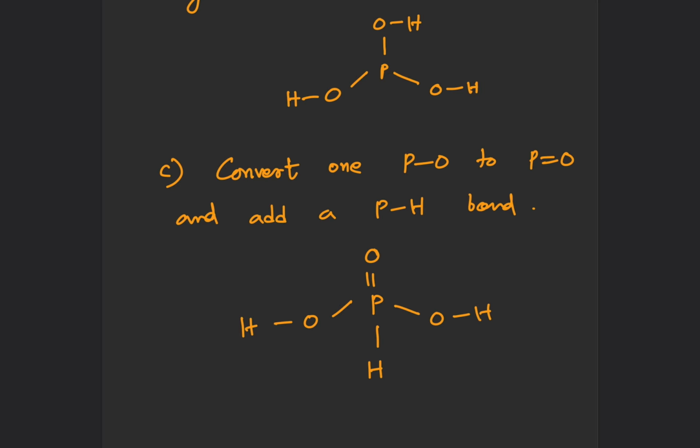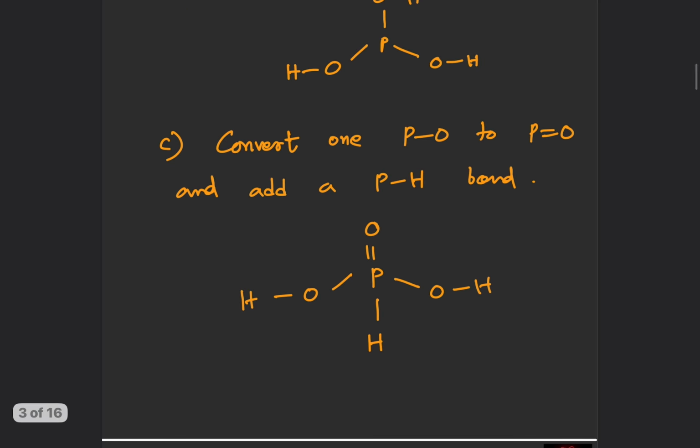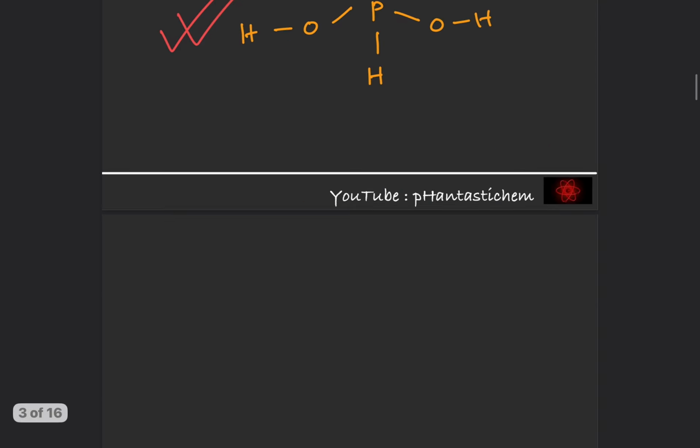So now you can see the formula is satisfied. There are 3 hydrogen, there is 1 phosphorus, and there are 1, 2, 3 oxygen, and also the covalency of phosphorus is 5, which is also satisfied. 2, 3, 4, 5. So this is the structure of H3PO3, right? And you can see there is a P-H bond, so therefore this is one of the answers. B is one of the correct answers. Now we have the next, C option.